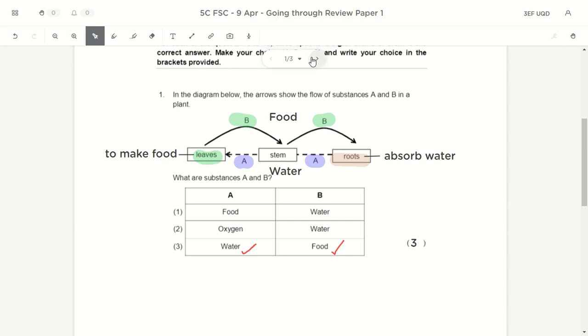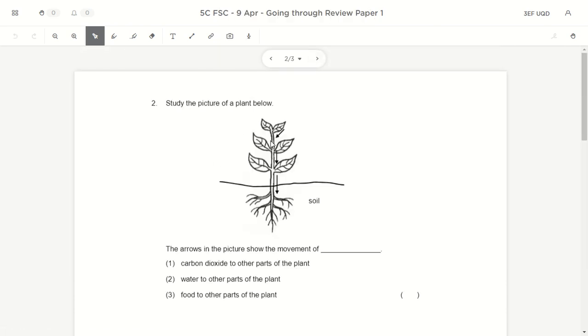Alright, so next one, let's go. Okay, this is a plant. You realize this is the arrow. Let's highlight the arrow. This is the arrow, this is the arrow, and it's going downwards. So the general direction is that it is going downwards. Let me just draw an arrowhead. Okay, it's going downwards.